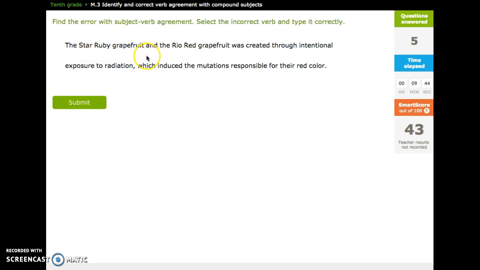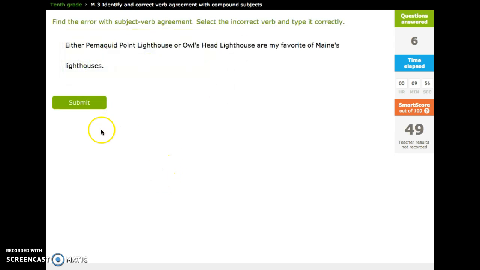The Star Ruby grapefruit and the Rio Red grapefruit was created. Okay, this is a simple one. Blank and blank both were created. That last example, I wish that would have been nearer to the end. Either Pemaquid Point Lighthouse or Owl's Head Lighthouse. So we have either or, that's basically one or the other, is.